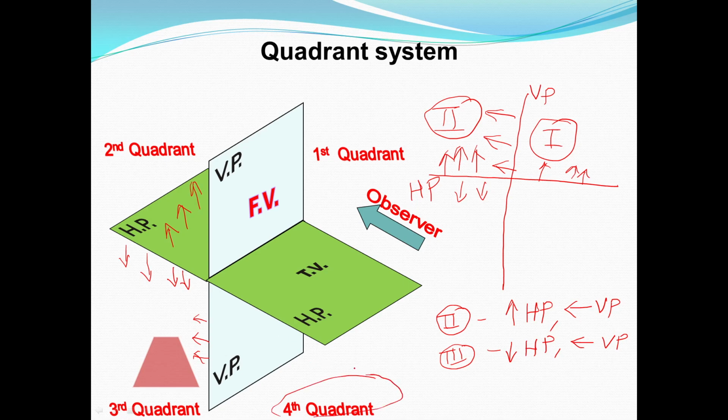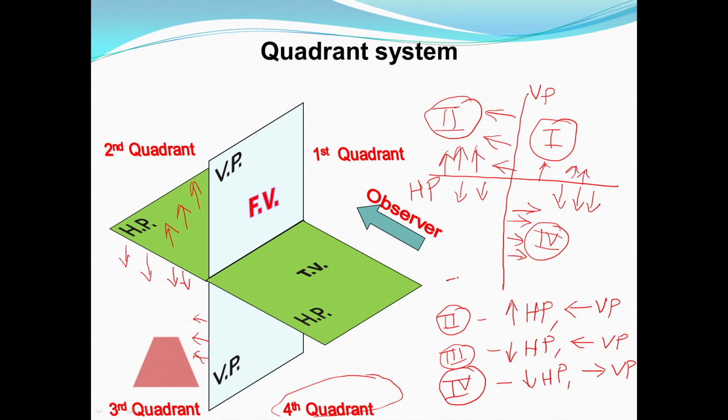Where exactly is the object with reference to this horizontal plane and vertical plane? For the fourth quadrant, so this is the fourth quadrant, we can write below the HP and in front of the VP. Below the HP and in front of the VP.